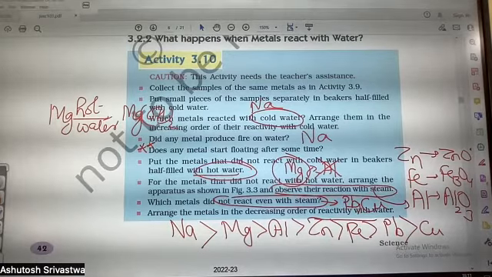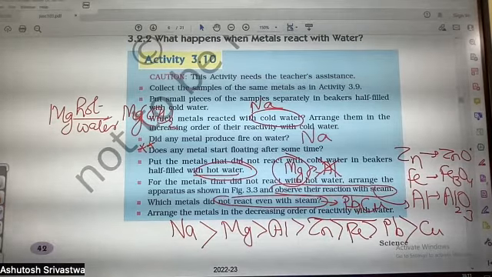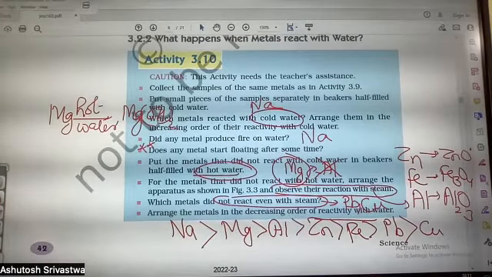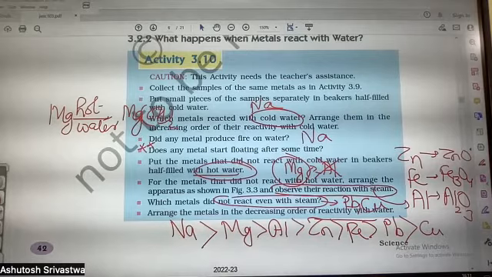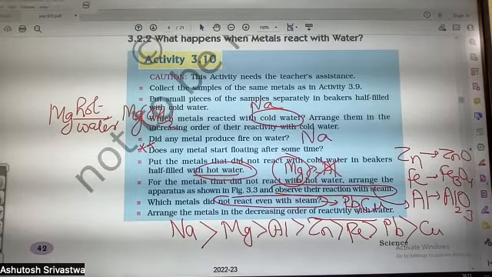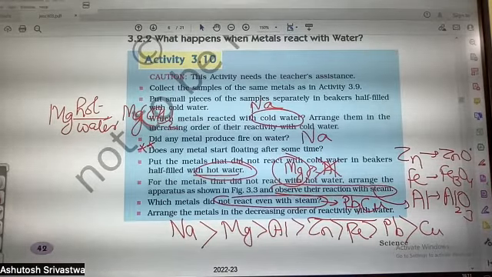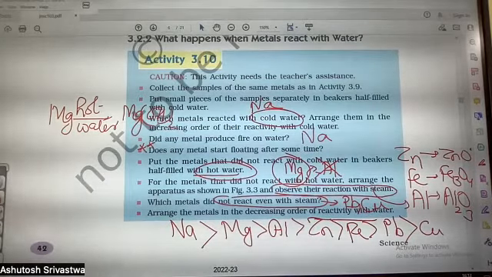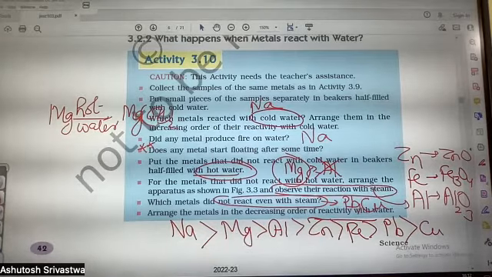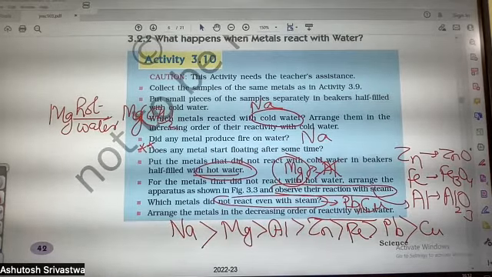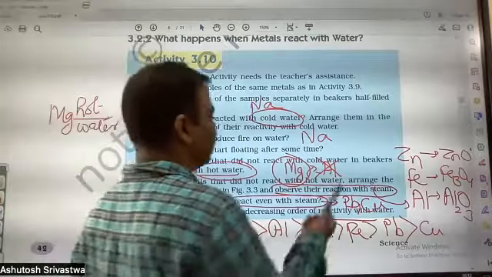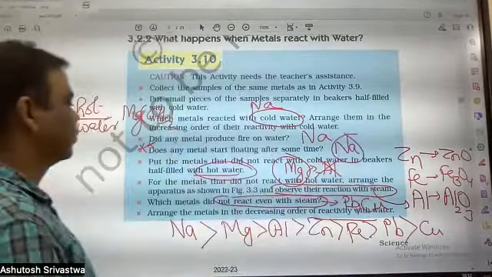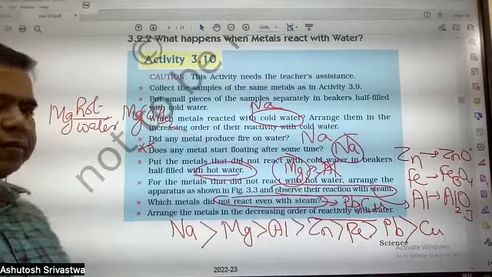Any doubt? No, sir. So which metal will float? The only thing that can be is sodium. We can light the sodium. It catches fire, but still okay. It will start bouncing. It will float. It is the only one which is going to react.